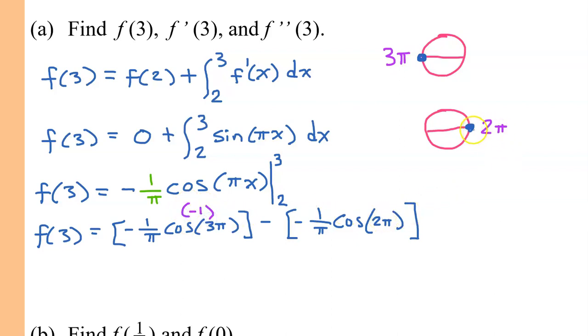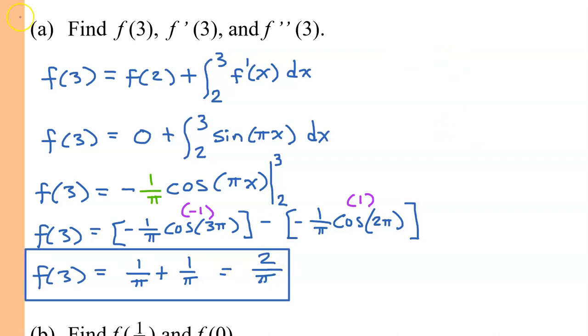What about the cosine of 2 pi? That's positive 1. So we are multiplying by a positive 1 here. Negative 1 over pi times negative 1 is positive 1 over pi. So we have positive 1 over pi minus negative 1 over pi. Minus and negative is addition, so we have 1 over pi plus 1 over pi. But that will be 2 over pi. So that's how you find f at 3.